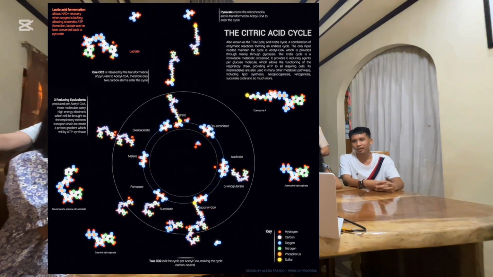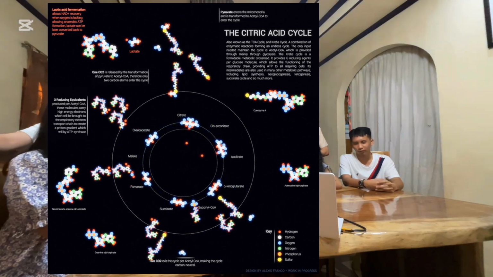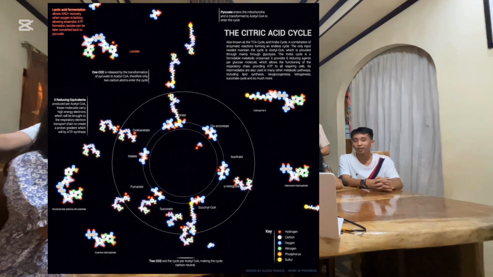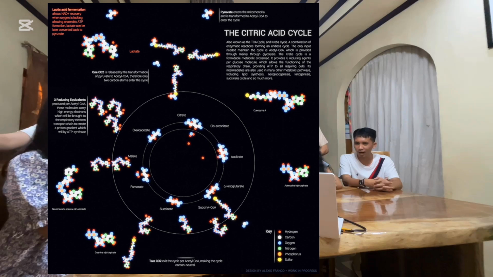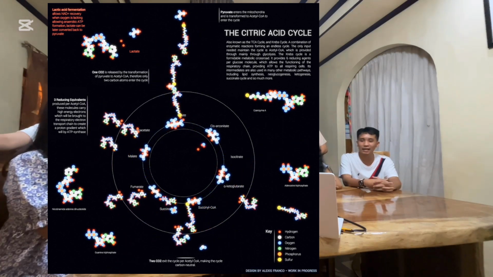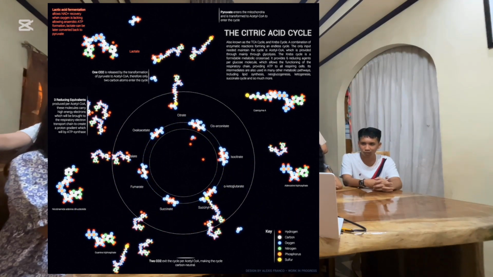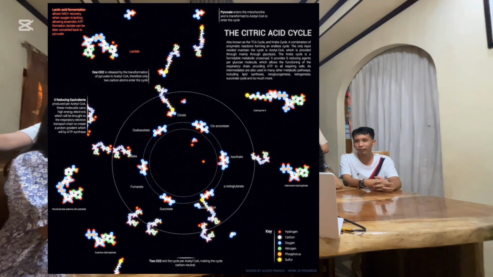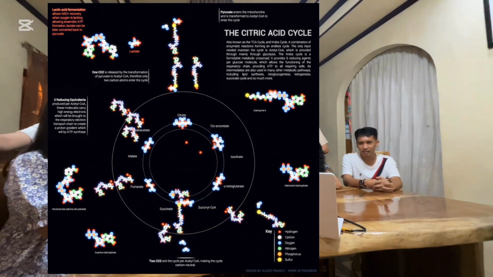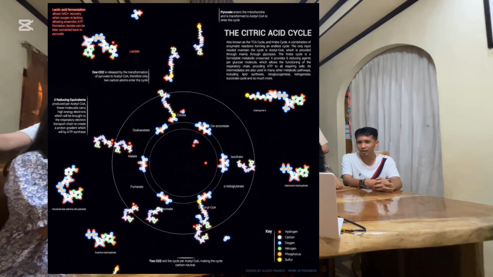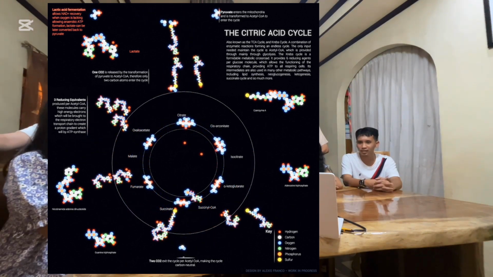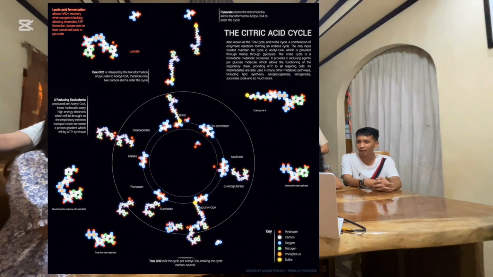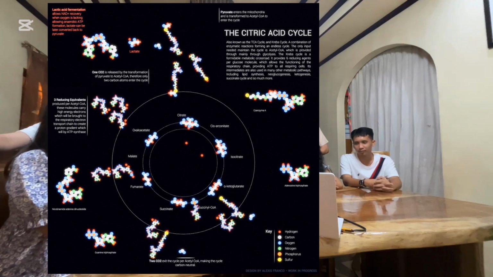So the third is alpha-ketoglutarate formation. Isocitrate undergoes oxidative decarboxylation, releasing a carbon dioxide molecule and forming alpha-ketoglutarate, a 5-carbon molecule. This reaction is catalyzed by the enzyme isocitrate dehydrogenase, which also produces NADH, a reduced coenzyme.